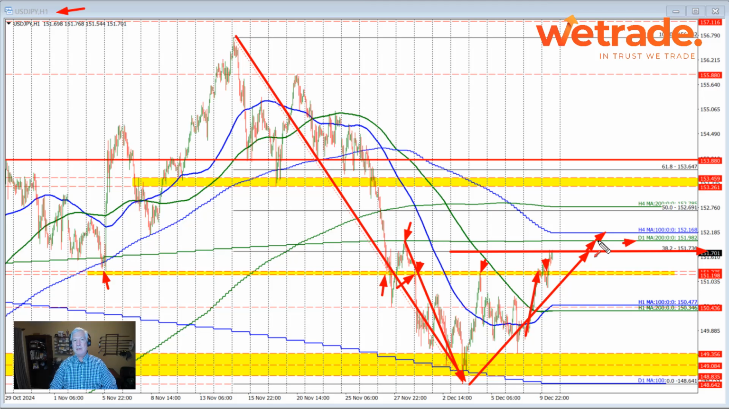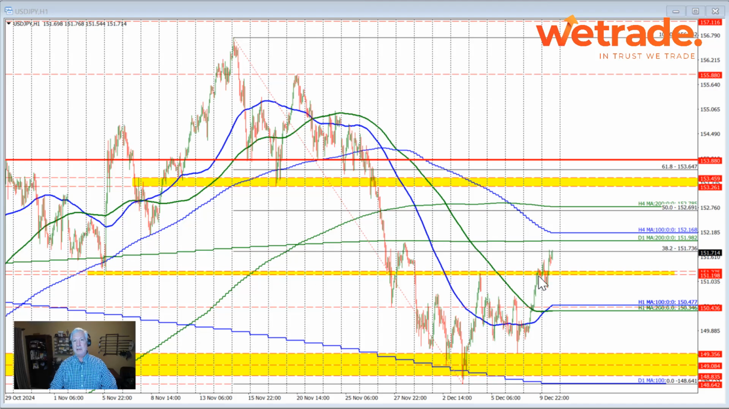If they can do that and keep the price above that level, that would open the door for further upside potential, with potentially moving up toward the 50% retracement up here at 152.69 as the next key target on the top side for the dollar versus yen. If we fail at this 38.2% retracement, we'll look toward this 151.19 to 27 area down here as support. Break below that level and it opens the door for further downside once again.